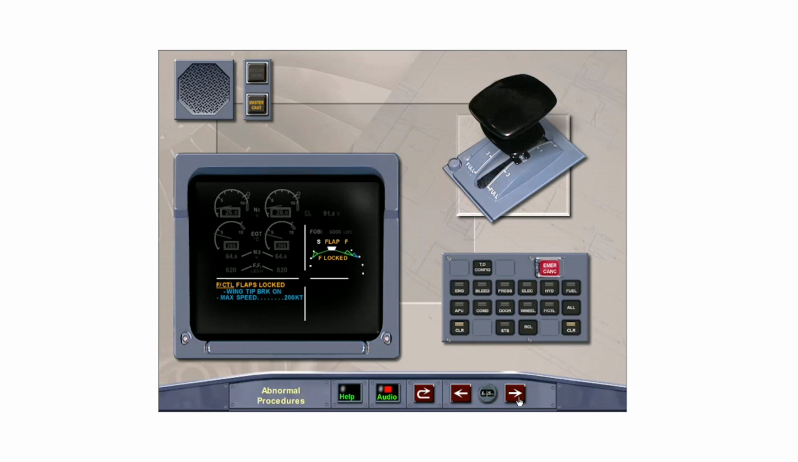The flaps locked caution is generated, along with the master caution and single chime. ECAM advises that the wingtip brakes are on and displays the maximum flap extension speed for the current flaps lever position. This speed is also represented by the red and black max speed strip on the PFD speed scale. Clear flight controls by pressing the Clear button on the ECAM control panel.